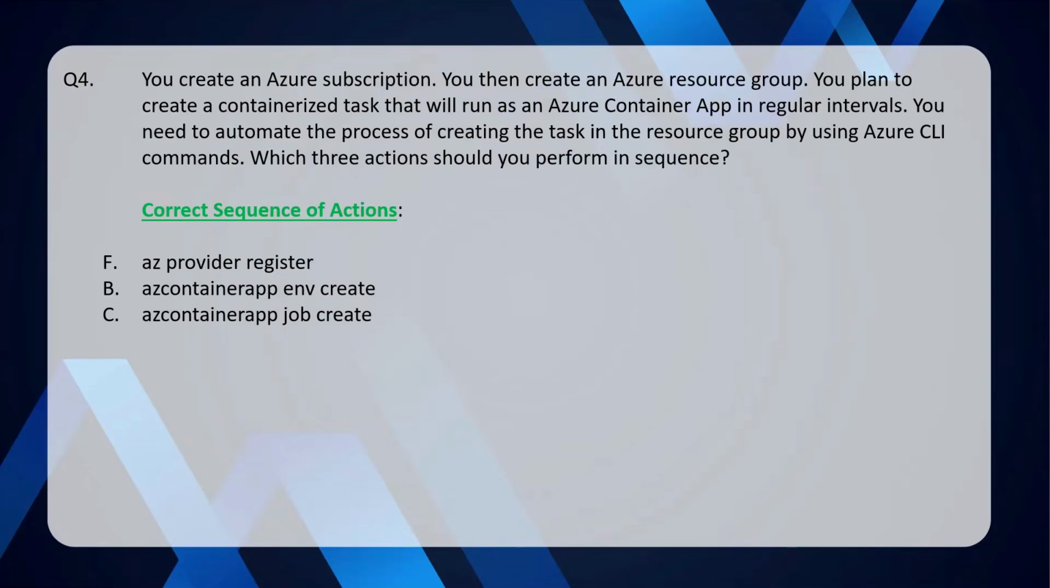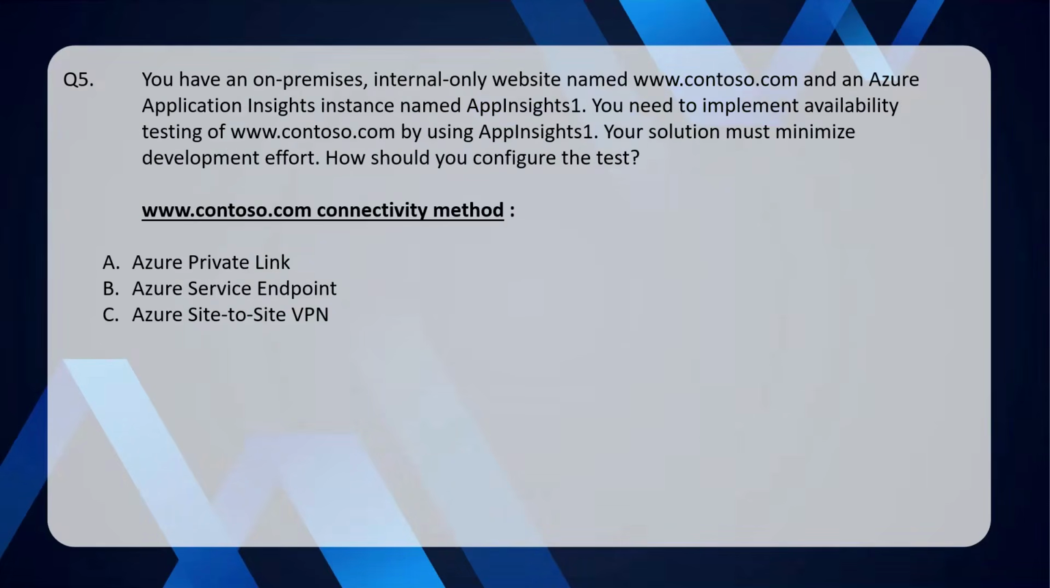Let's look at fifth question of the series. You have an on-premise internal only website named www.contoso.com and an Azure Application Insights instance named App Insights 1. You need to implement availability testing of www.contoso.com by using App Insights 1. Your solution must minimize development effort. How should you configure the test?